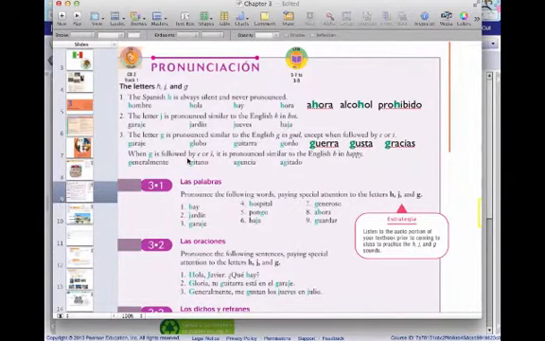Now, when G is followed by E or I directly, without the U in the middle, it is pronounced similar to the J. Actually, it's the same sound. Similar to the English H in happy or hot, when it's followed by E or I. Generalmente, gitano, agencia, agitado. J and G never have the sound J, as in English, never.